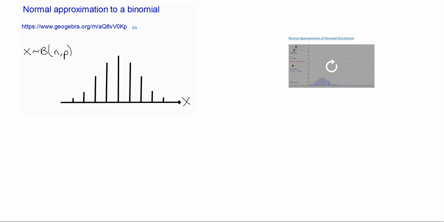Hi everyone, in this video we're going to look at the normal approximation. On your journey so far you should have looked at the binomial distribution. What you're looking at here is a picture of a binomial distribution. If you have your graphical calculator, you may have seen this picture very often.